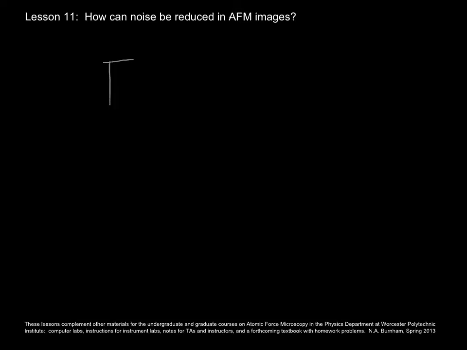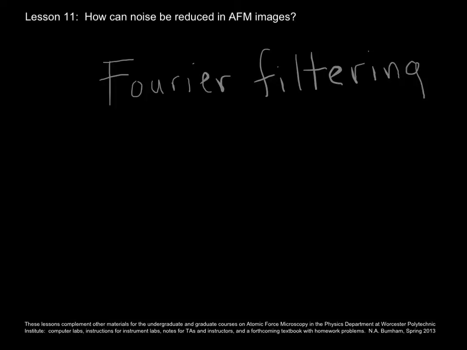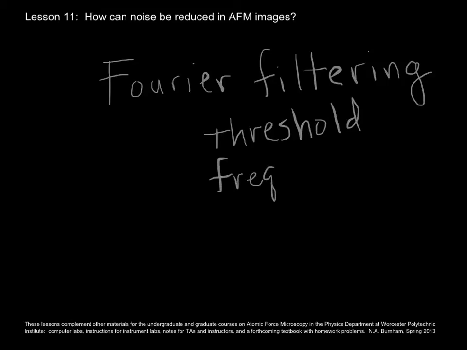There are all sorts of image processing options, and most of them are fairly easy to understand. The one thing that I've been finding that it's hard to convey is Fourier filtering. And as the name implies, we're going to be using Fourier transforms for this. So there are two types of Fourier filtering I'm going to tell you about. One is threshold filtering, and the other is frequency filtering.